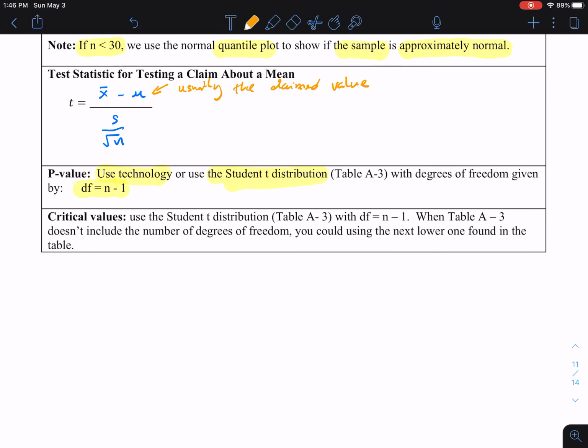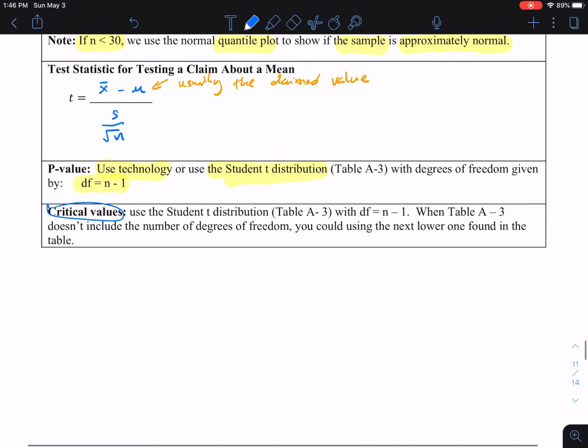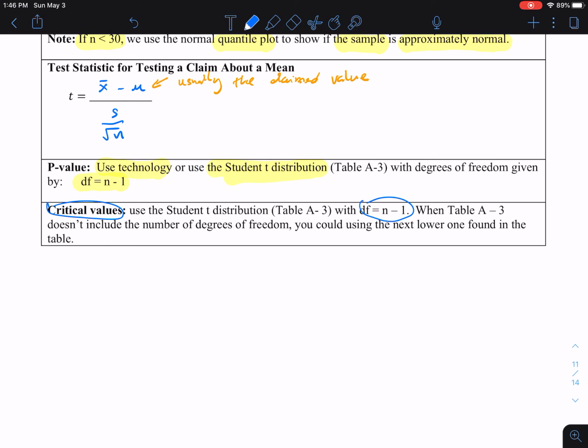And if we don't like the p-value approach, we could also use the critical value approach, which I discussed in the previous lesson as well. When we use the critical value approach, for a given significance level, we can determine the t critical value that separates the significant region from the non-significant region, still using the same degrees of freedom.